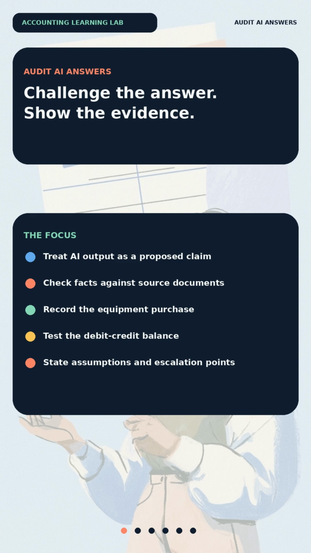An AI-generated accounting answer can sound polished and still be wrong. The goal is not to reject every answer or accept one because it is fluent. The goal is to audit the answer using accounting evidence, logic, and documented review. Start by identifying the question and the expected answer type. Is the task asking for a definition, a calculation, a journal entry, or an interpretation?